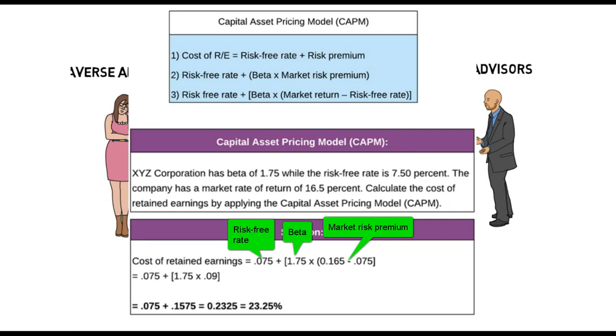Okay, so now we can just go ahead and calculate this exact percentage. So 0.075 plus 1.75 times 0.09, right? 0.09 is going to be the difference between 16.5 and 7.5%. So we're going to be multiplying those two. That's going to give us 15.75%, and that's going to be added to the 7.5%. So our final answer here is 23.25%.